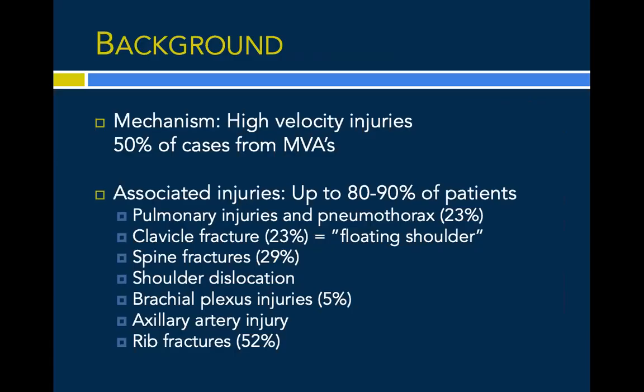Scapular fractures. Okay, so these tend to be high velocity injuries. About 50% are coming from motor vehicle accidents. Associated injuries are high, so up to 80 to 90% of patients will have something else. So pulmonary injuries in 23%, clavicle fractures in 23%, which gives you that floating shoulder. Spine fractures in about a third of them. Shoulder dislocation, brachial plexus, arterial injuries, rib fractures in about half of cases. So high velocity, big trauma.